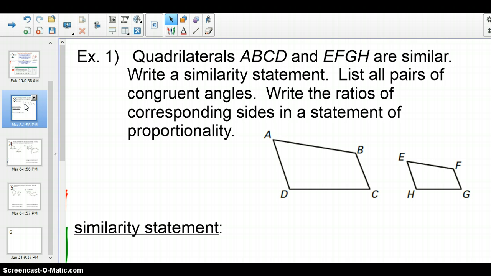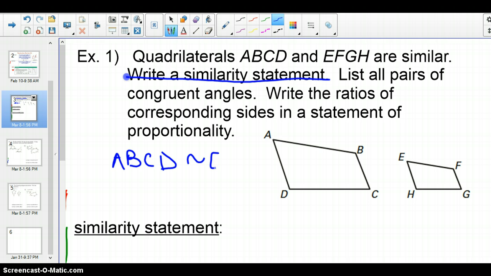All right, so let's first start with the similarity statement. It is just this, that ABCD is similar to EFGH. And just like when we did triangles, the order in which you report the vertices, so if you put A, B, C, D, is important because you are going to be looking at corresponding sides, and that order is going to be very important. So just be mindful of that.